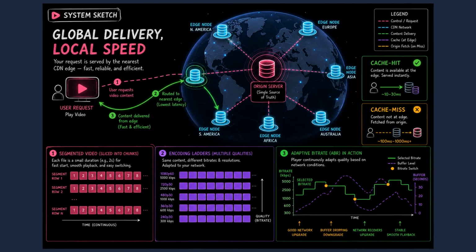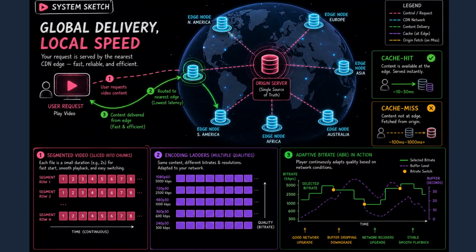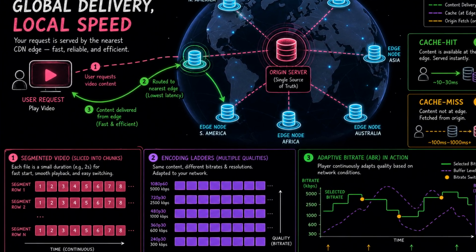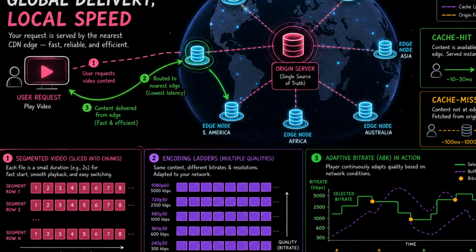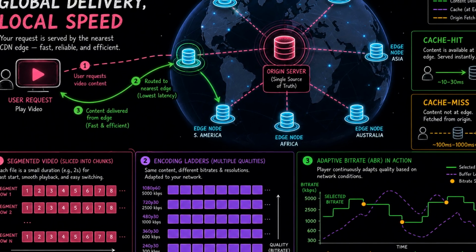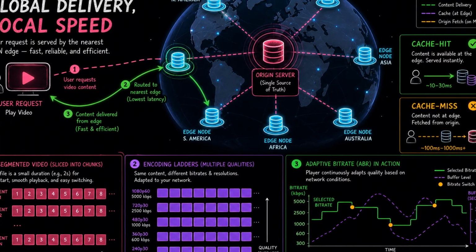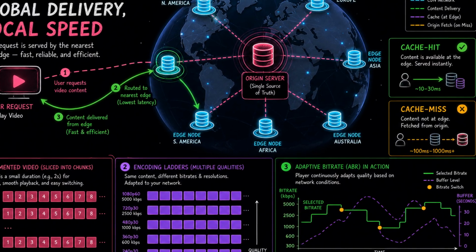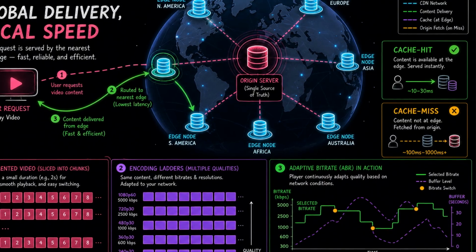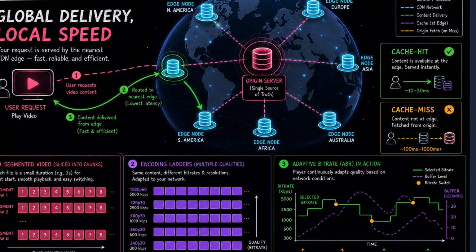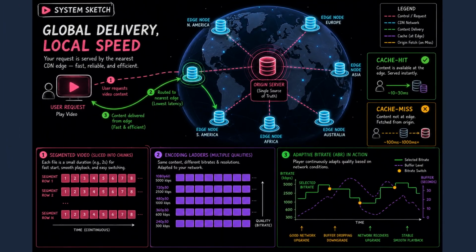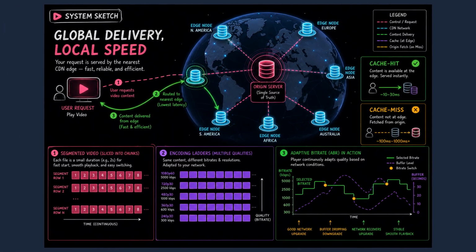Video segments are not served from one server. They are cached across a global content delivery network. When you press play, a DNS lookup routes your request to the CDN edge server geographically closest to you. That server may already hold the segments from a previous viewer. If it does, it serves them instantly. If not, it fetches from the origin, caches, and delivers. Either way, latency stays low.